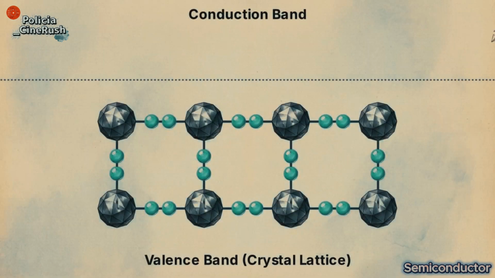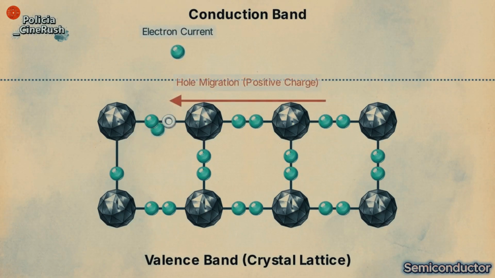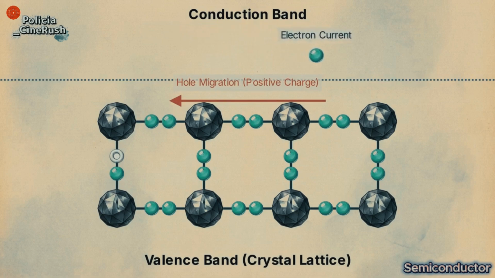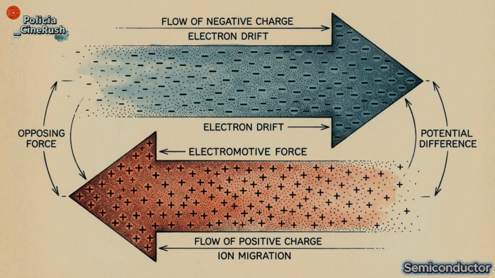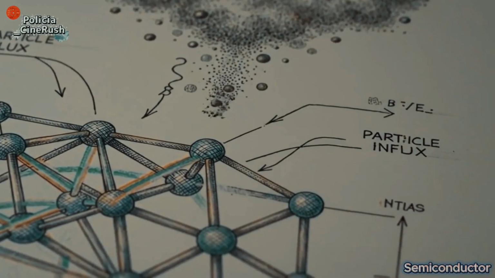When thermal energy breaks one of these bonds, an electron is promoted to the conduction band and moves through the crystal. This is electron current. The vacancy left behind in the covalent bond is called a hole. If a neighboring bound electron moves to fill that spot, it leaves a new hole where it used to be. This makes the vacancy appear to migrate through the crystal as a positive charge carrier. Current in a semiconductor is therefore a dual system, negative electrons moving through the conduction band and positive holes moving through the valence band. Pure silicon is a poor conductor at room temperature.